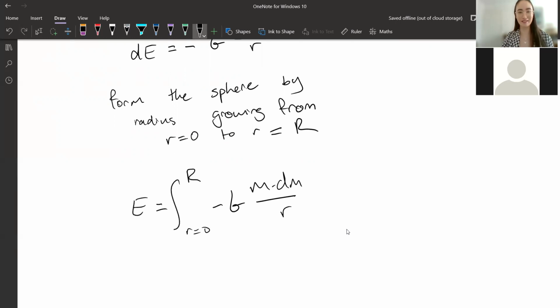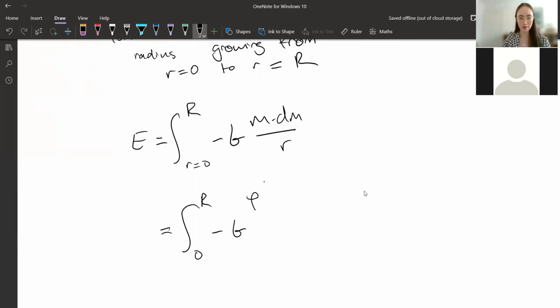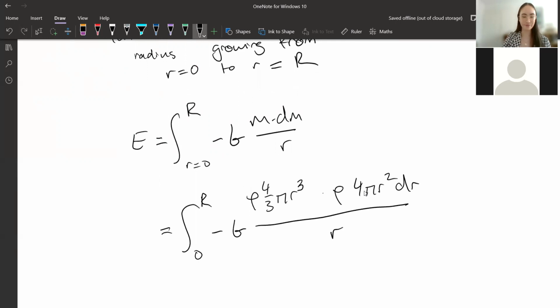So that doesn't really make sense. We're going to have to bring in what we did in the first question to get this into a form that we can actually solve mathematically. So this is going to now equal the integral from 0 to r of -g, and we'll just sub in our equations for mass and little mass, which is rho 4 on 3 pi r cubed times rho 4 pi r squared dr. Now I've got this dr term, we can solve the integral, and this is all over r.